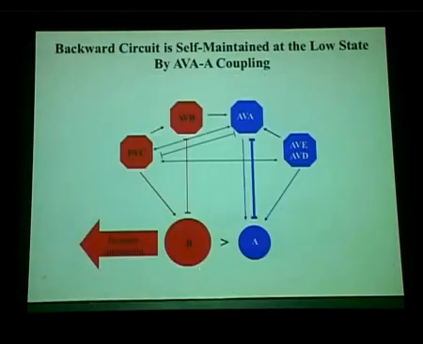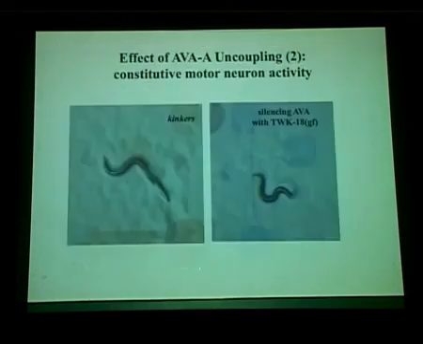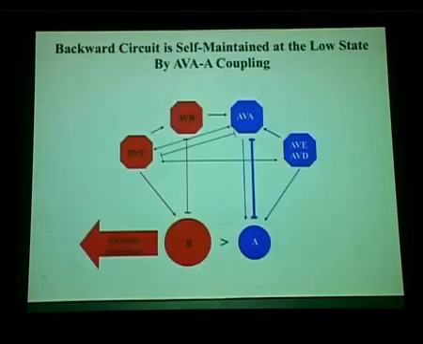So from these studies, through many years of work, we finally have some conclusions. It's a little bit surprising, but it took us a long time to get there: the gap junction communication between AVA, the command and premotor interneuron, and A is inhibitory, and it functions as a current shunt to self-maintain the backward circuit at the low state. And that's probably the circuit basis for why the animals normally prefer to go forward.